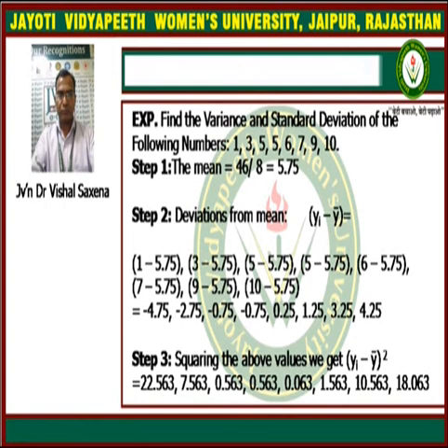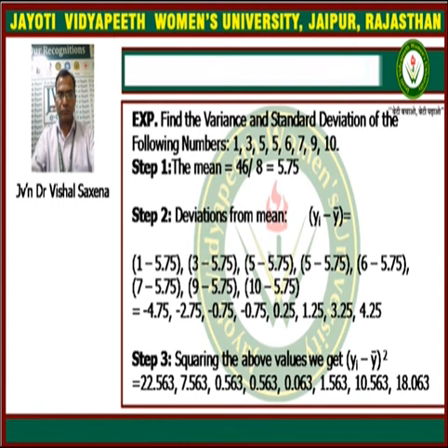So first we have to find the mean. Mean is obtained by summation of data upon n, that is 46 upon 8, and it is coming 5.75. In the next step we have to find the deviations as in previous examples, yi minus y bar. So we find the deviations of the data from the mean value, and then square the above values, yi minus y bar whole square.